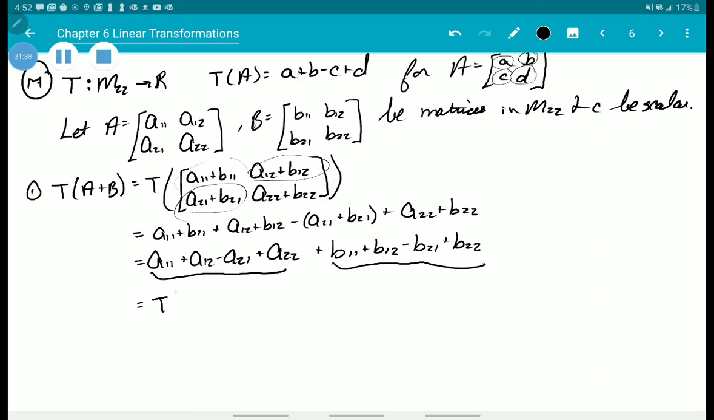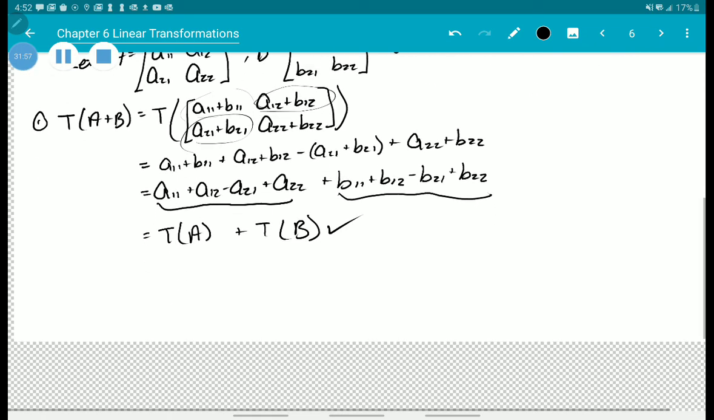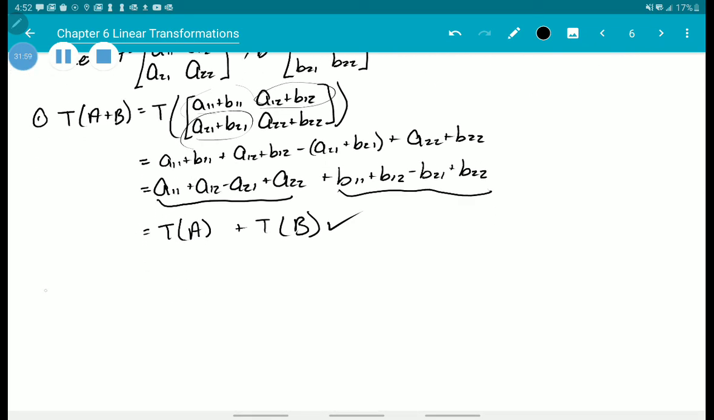So that would be the transformation of A. This guy is the transformation of B. It's the first component plus the second minus the third plus the fourth, going across the rows. So it does pass the first part of linear transformation. Now let's see if it passes that second axiom, T of CA.